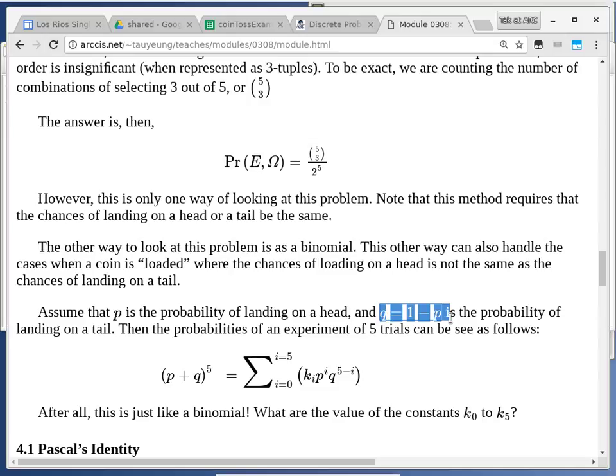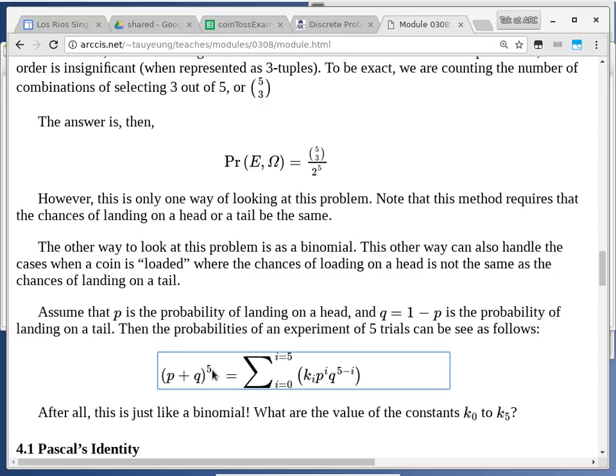So if the chances of landing on the head is P, then the chances of landing on the tail is going to be 1 minus P, which I call Q, just because it makes the following discussion a little bit easier to do. Okay, so what we end up with here is the actual total probability of landing in any possible way. Which kind of makes sense.